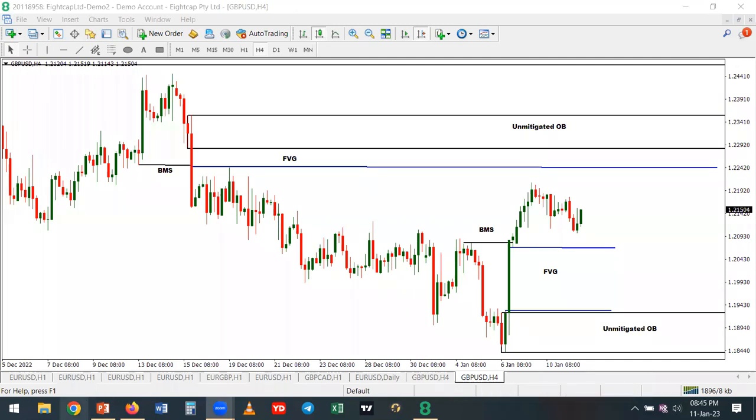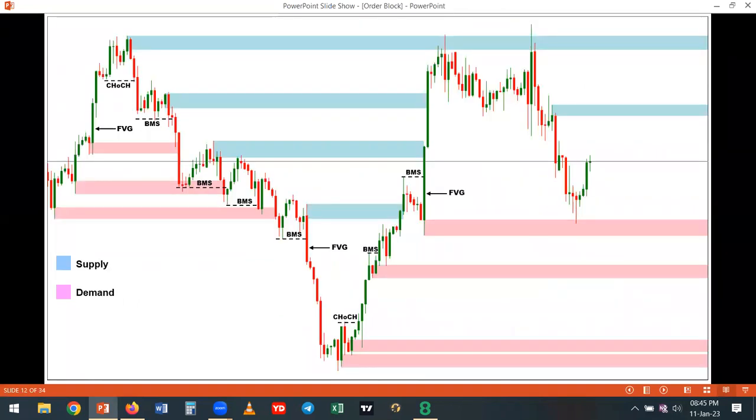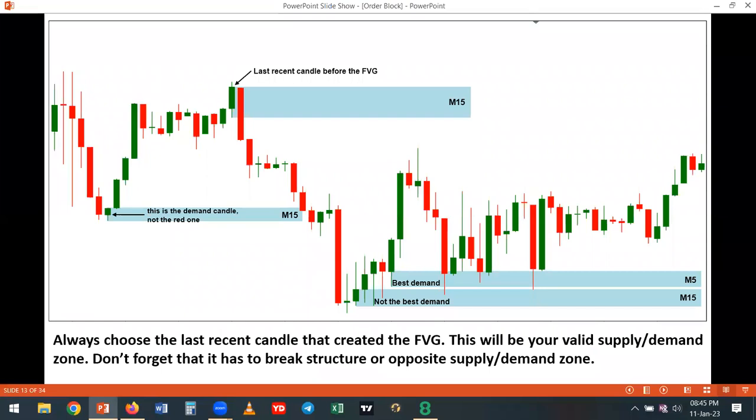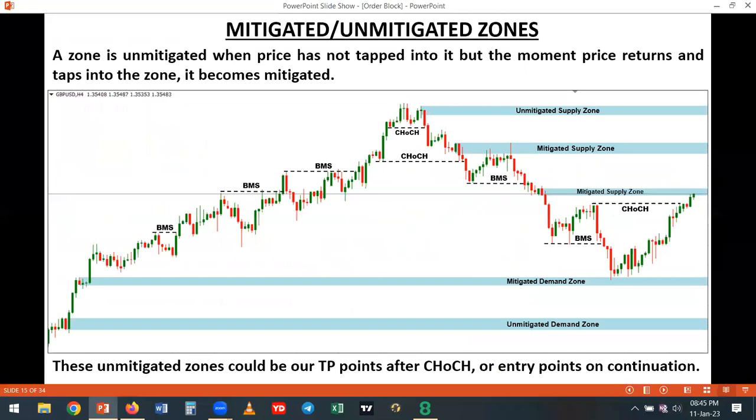And remember I told you that your demand and supply is the same thing as your order block. Your demand is your normal support. Your supply is your resistance. These are diagrams to point out the same thing I just explained with a chart. Okay.